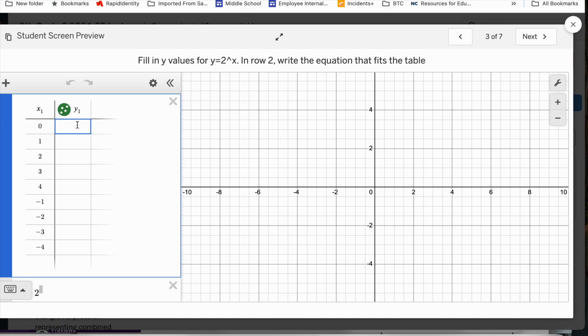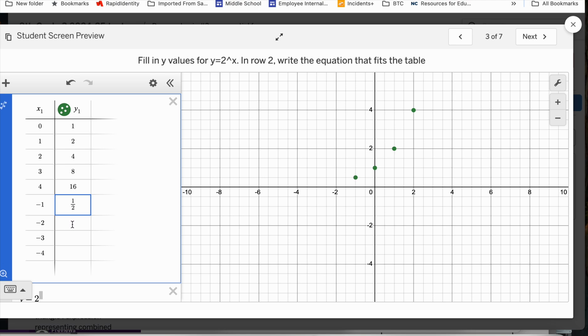Well, remember 2 to the 0 power is 1, 2 to the first power is 2, 2 to the second power is 4, 2 to the third power is 8, 2 to the fourth power is 16. 2 to the minus 1, that means 1 divided by 2, so that's a half, right? So I can just put that in there.